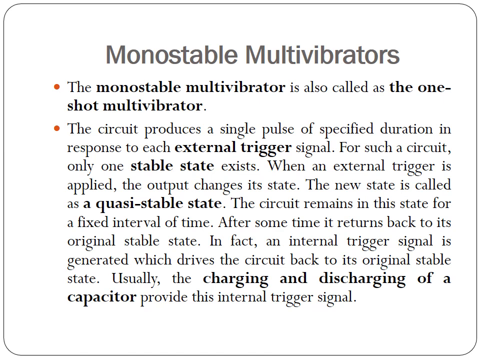For such a circuit, only one stable state exists. When an external triggering is applied, the output changes its state. The new state is called as a quasi-stable state. The circuit remains in this state for a fixed interval of time. After some time, it returns back to its original stable state. In fact, an internal triggering signal is generated which drives the circuit back to its original stable state. Usually the charging and discharging of a capacitor provide this internal trigger signal.